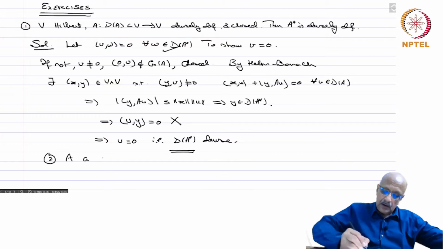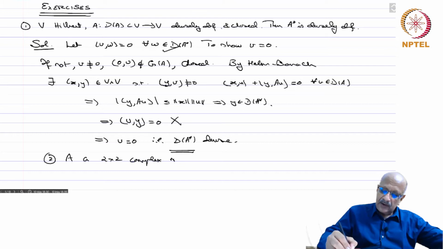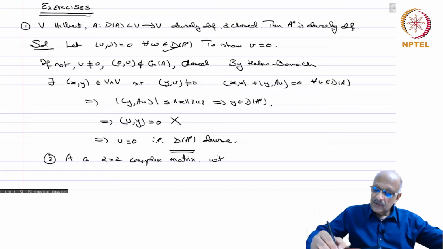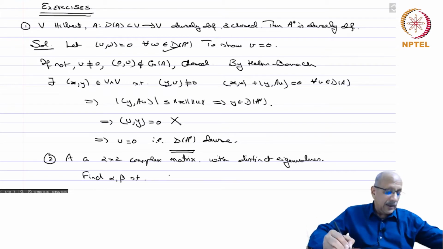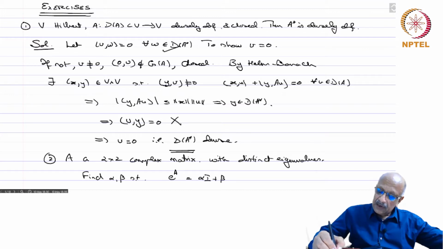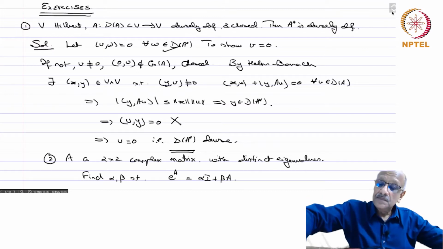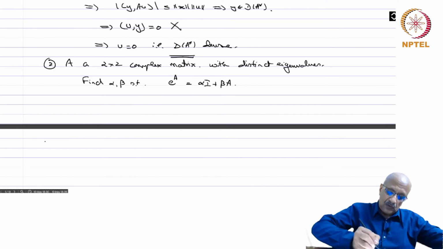A is a 2 by 2 complex matrix with distinct eigenvalues. Find alpha, beta such that e power A is actually alpha times I plus beta times A. So, solution.